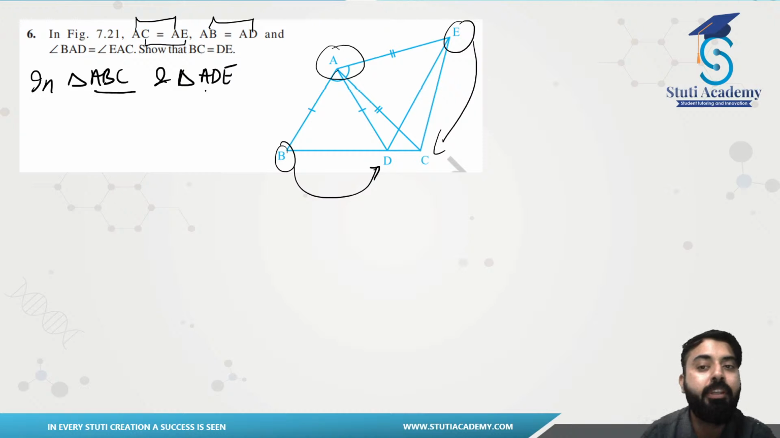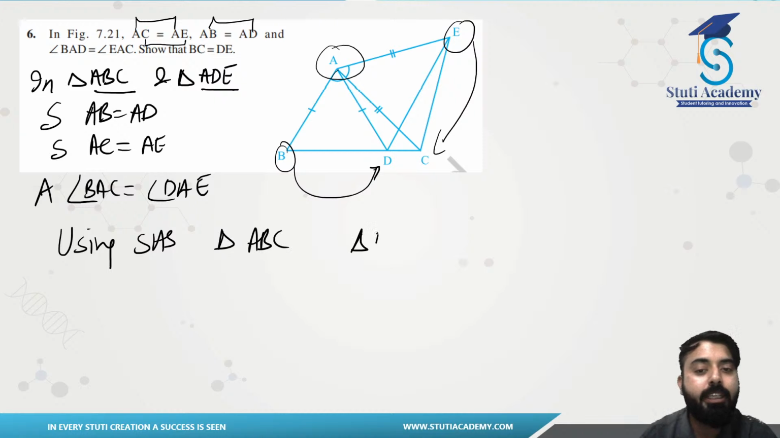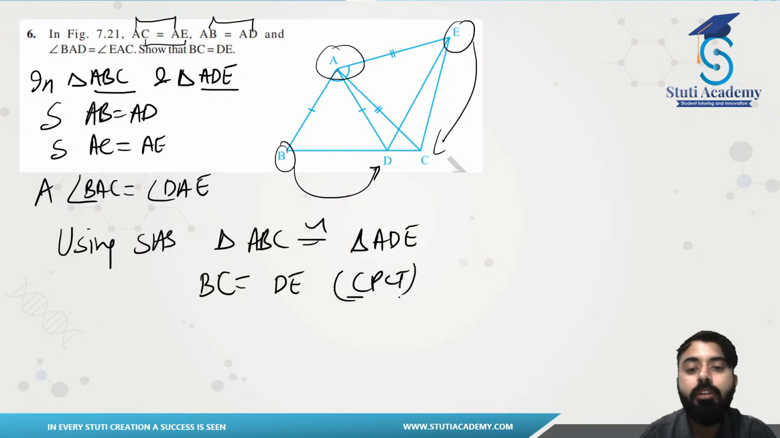So in triangle ABC and ADE, AB is equal to AD, AC is equal to AE, and angle BAC equals angle DAE. You guys see, don't get confused. This is not side angle, this is side angle side. So using SAS, triangle ABC and triangle ADE are congruent, and you can easily say whatever you want to prove. BC is equal to DE, CPCT. I hope you guys were able to understand this. This was a very important question.